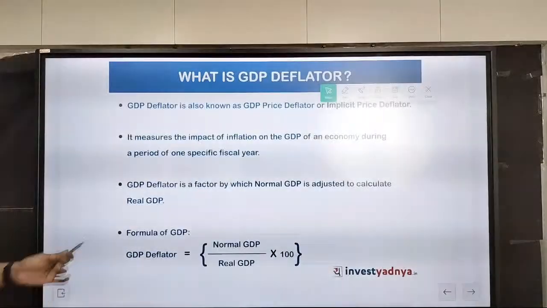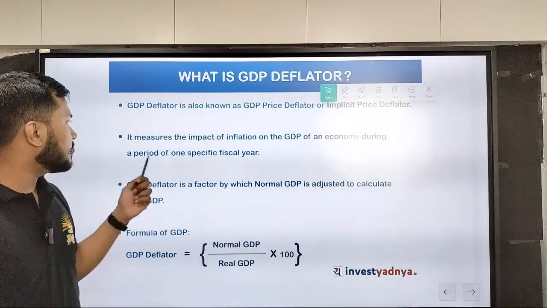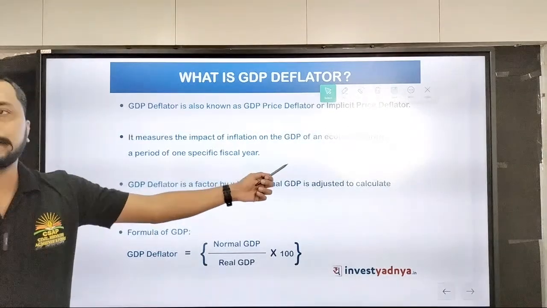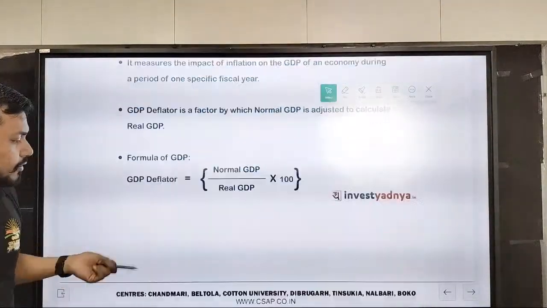So it is also known as the price deflator and it measures the impact of inflation on the GDP of an economy during a period of one fiscal year. So that was the GDP deflator.